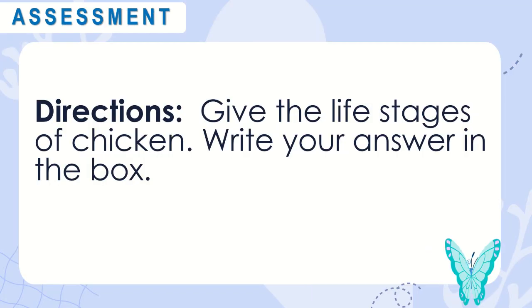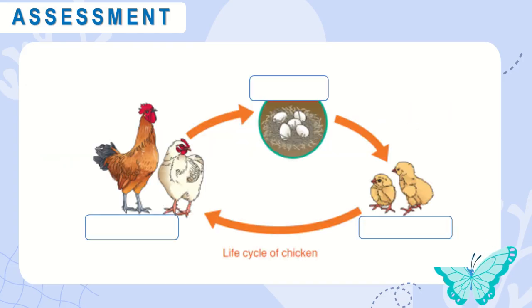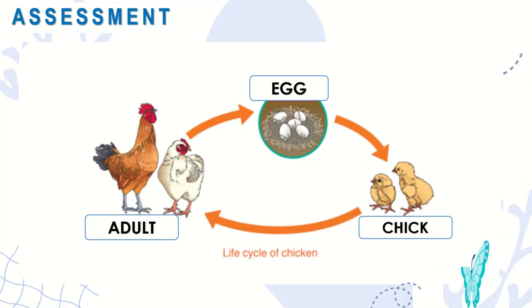For the assessment, give the life stages of chicken. Write your answer in the box. Here are the correct answers. It starts with egg, turn into chick, and into an adult.